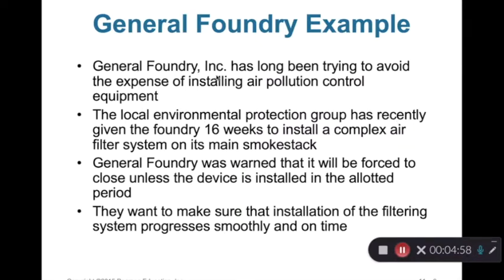General Foundry Incorporation has long been trying to avoid the expense of installing air pollution control equipment. The local environmental protection group has recently given the foundry 16 weeks to install a compressed air filter system on the main smokestack. General Foundry was warned that it will be forced to close unless the device is installed in the allotted period. They want to make sure that the installation of the filtering system progresses smoothly and on time.